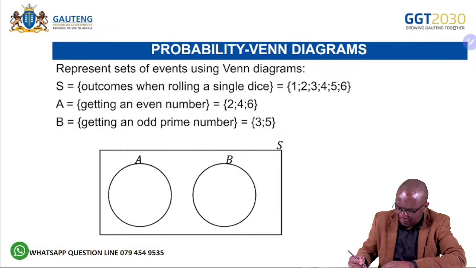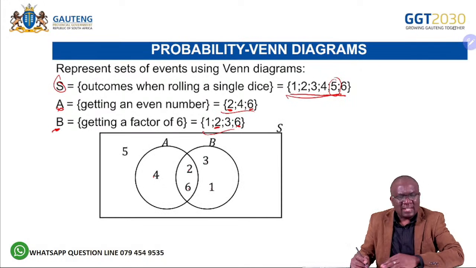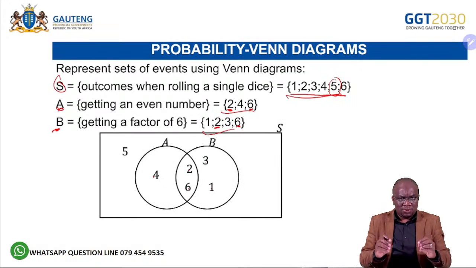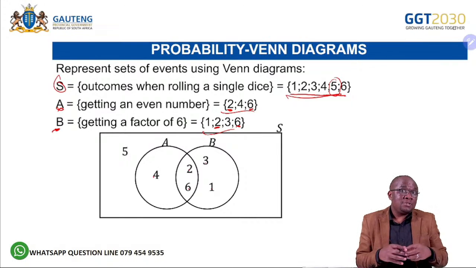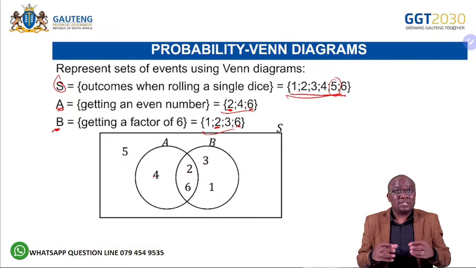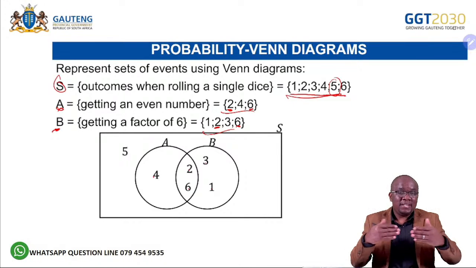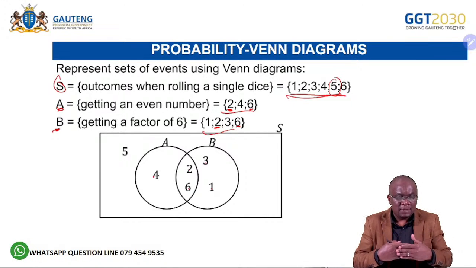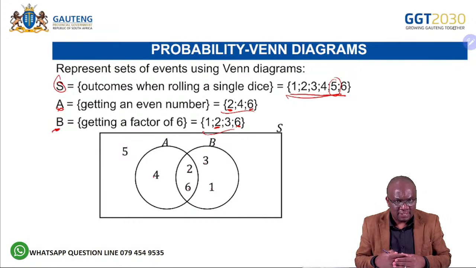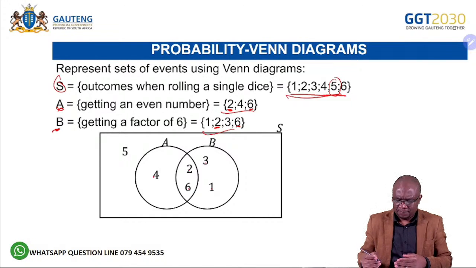Let's go back. I want to discuss this before we move on. Events like this, you can even write short notes. They are called inclusive events. So this is an example of inclusive events. And inclusive events have what? They have an intersection, they overlap, they have common outcomes. Those are inclusive events. Please just write inclusive events.